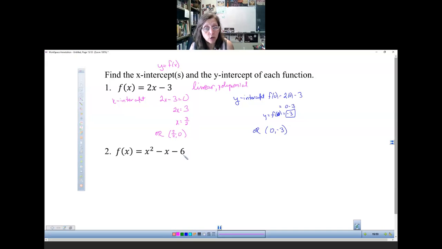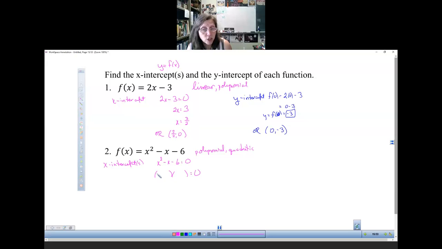This one is polynomial. Okay, so just keeping consistent with naming this. In particular, it is a quadratic polynomial because it's quadratic because of the x squared. Okay, so it's actually potentially going to have two x-intercepts because of that x squared there. So we're going to take x squared minus x minus 6 is equal to 0. Remember, we talked about that. So this potentially has two x values.